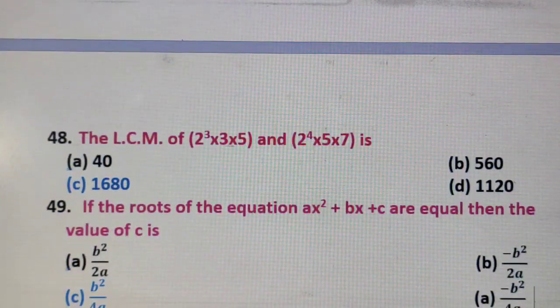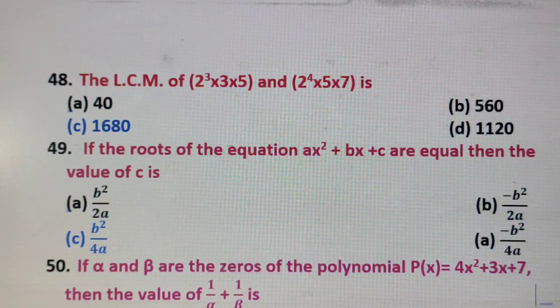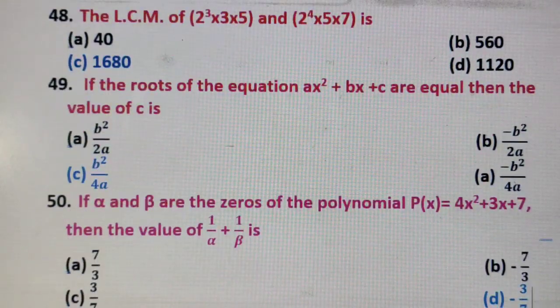LCM of 2 cube into 3 into 5 and 2 to the power 4 into 5 into 7. His LCM is 2 to the power 4 into 3 into 5 into 7, that is 1680. The roots of the quadratic equation x square plus bx plus c are equal. Roots are equal, that is D equal to 0, and value of c will be b square by 4a.